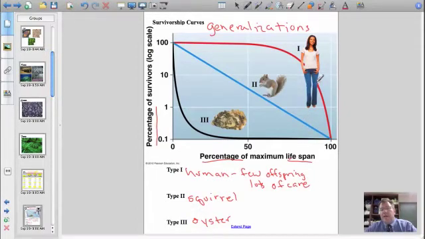And then when they get very old, they die of old age. Contrast that with sort of the opposite, the type 3, which is our oyster. And so what have you got here?